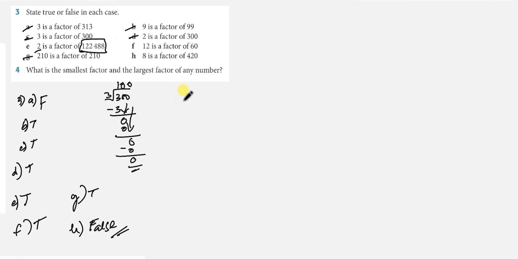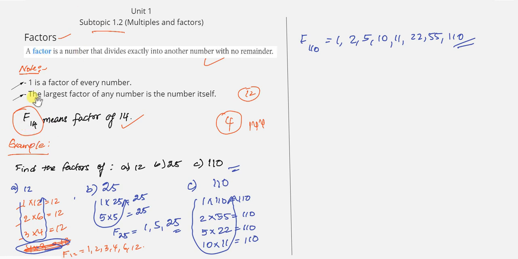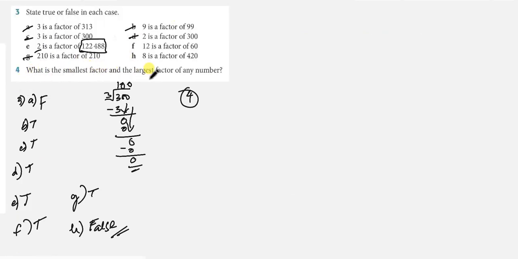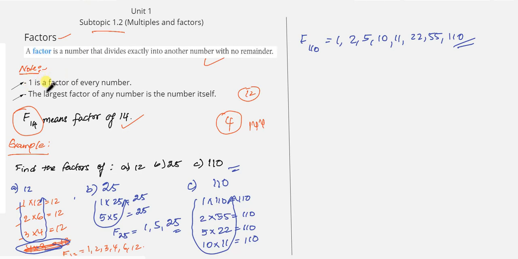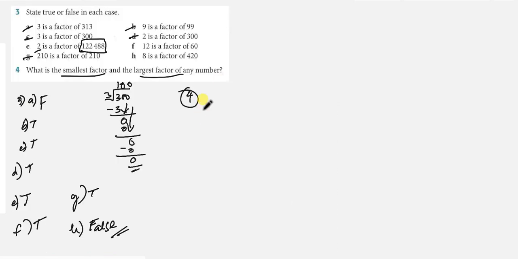That's all, guys, for question 3. Moving to question 4. What is the smallest factor and the largest factor of any number? So I told you at the beginning these 2 key points. As we know, 1 is a factor of every number, which is the smallest factor, and the largest factor of any number is the number itself. So you just have to write that down.